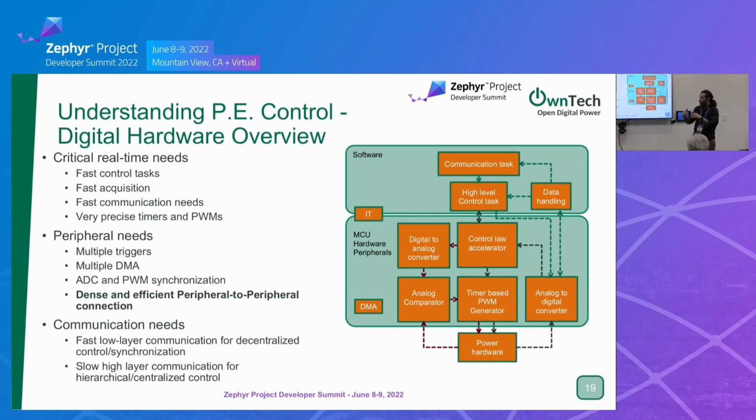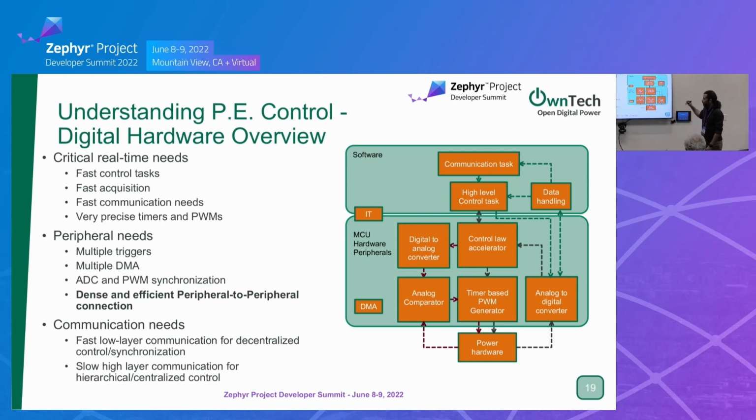So we get to a more thorough vision of the digital power stack. We had the same stack before, but now I've added the different loops. So we have the ADC that goes through a controller accelerator, the DAC, the analog comparator back to the timer and into the power hardware, and that's the current control. And we can have the ADC going through data handling to the high-level control and back for the voltage mode. So now I added the whole shebang.